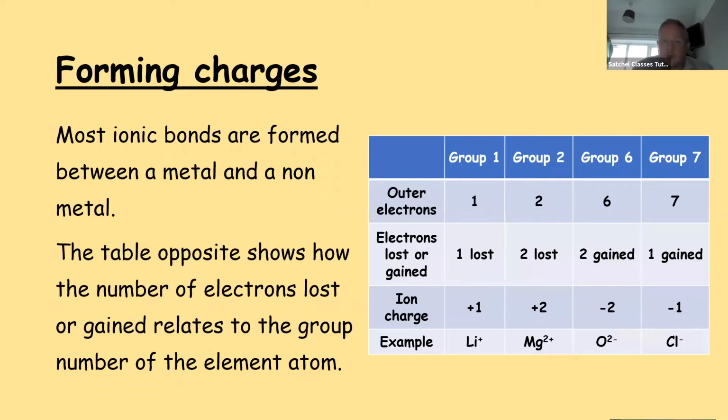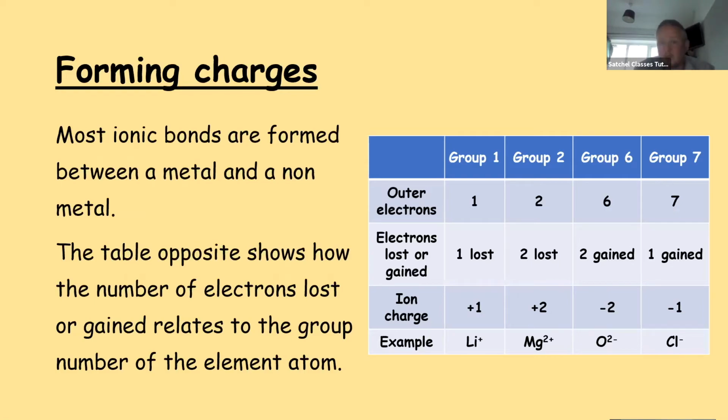If you've got a group 1 element, a group 1 metal, it has always got one electron in its outer shell, which means it will always lose one because it only has one in its outer shell. That means it will gain a positive charge. The example being lithium, Li+. Group 2 has 2 electrons in its outer shell, so it will lose those 2. It has an ion charge of 2+, and an example is magnesium, Mg2+.